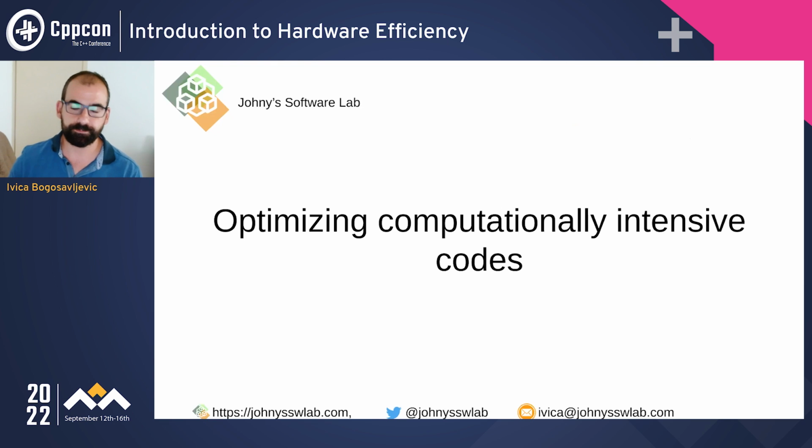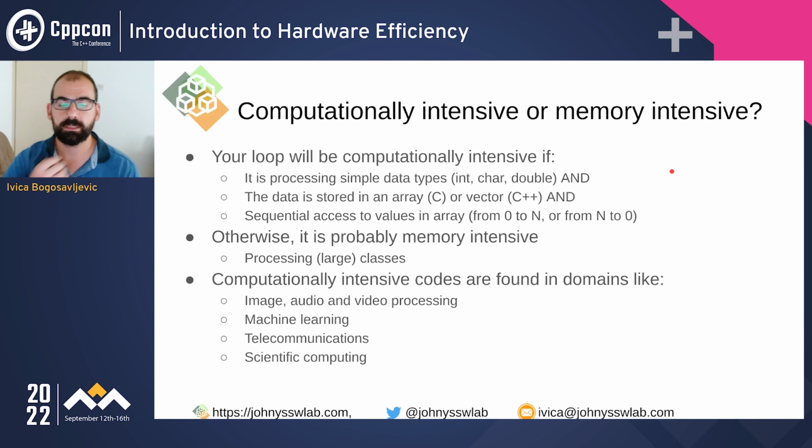So moving on. Okay, so the first part of the talk talks about optimizing computationally intensive codes, and the second part talks about optimizing memory intensive code. So let's move on to computationally intensive codes. So the question is, what are the prerequisites, when is a loop computationally intensive?